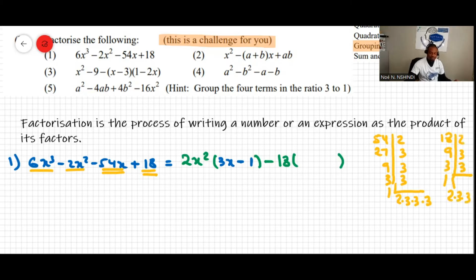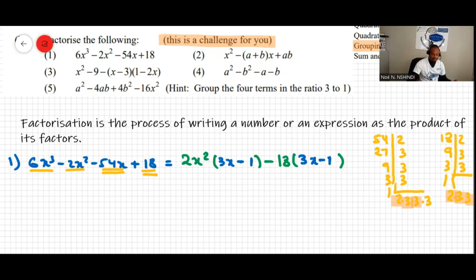Now to find the highest common factor, 2 is here, 2 is there, it's common. 3 is there, 3 is there, also common. 3 is there, 3 is there, also common. So 2 times 3 times 3 is 18. That's why I say 18 is the highest common factor over there. Now if I take 18 out as a common factor, 18 times 3 is 54, so it's going to be 3x here, and then minus 1.